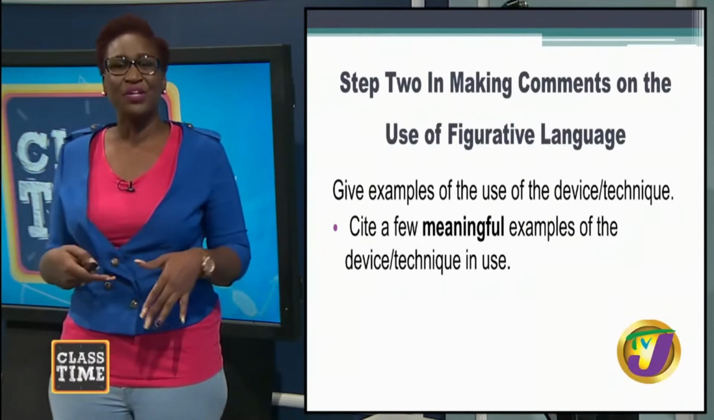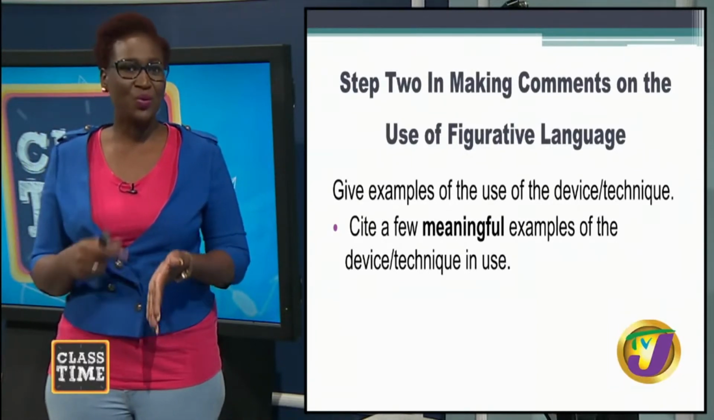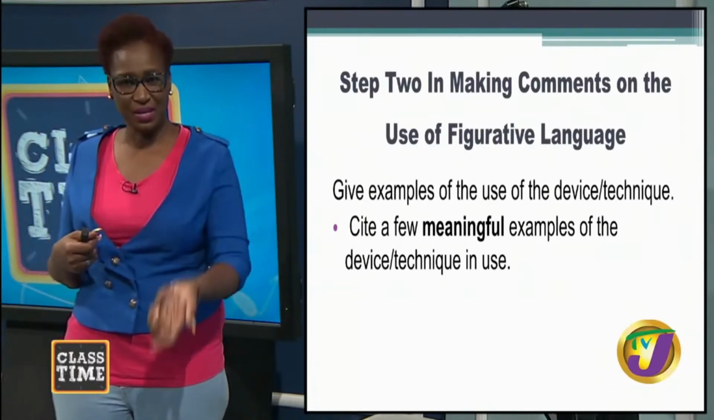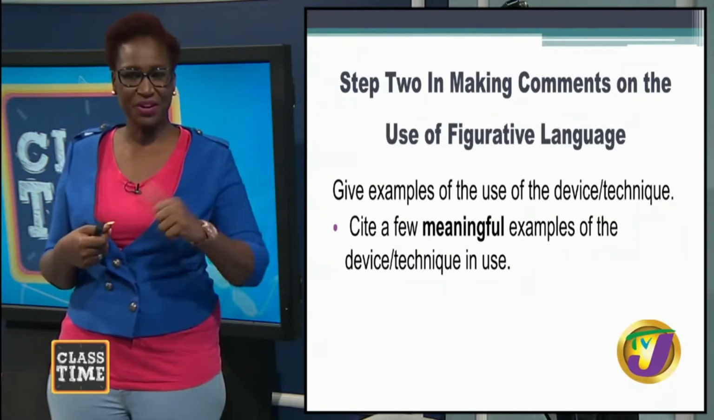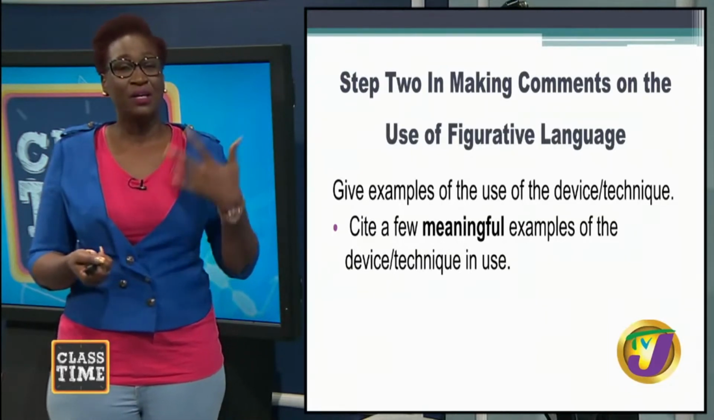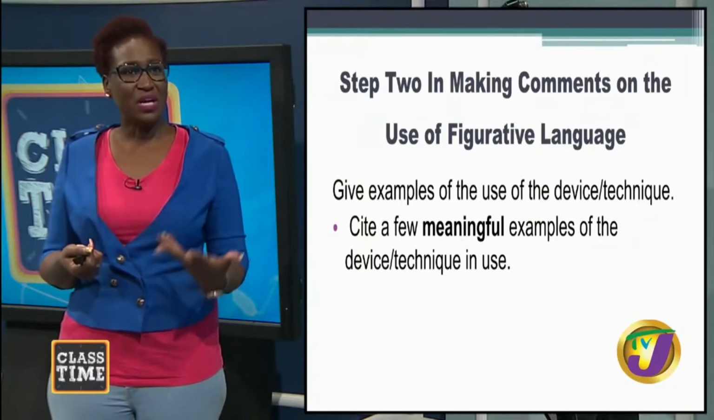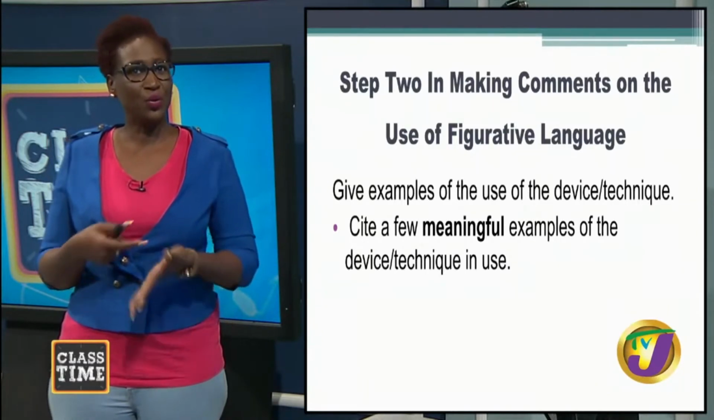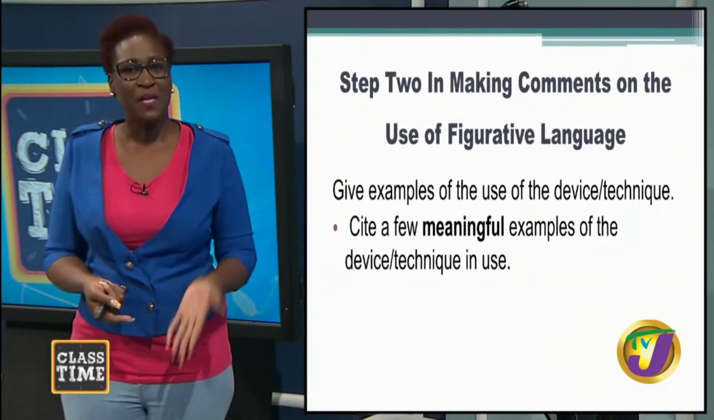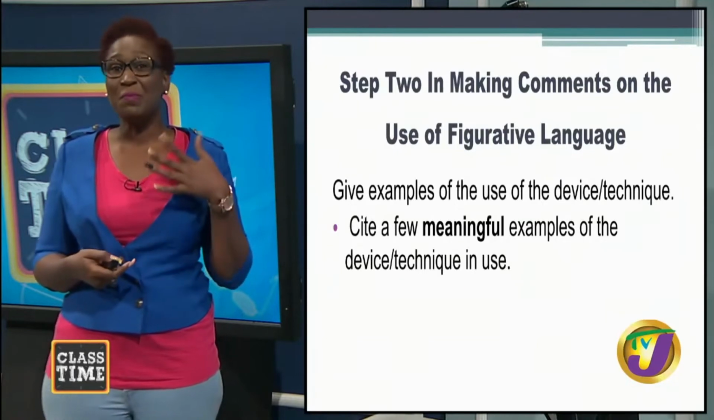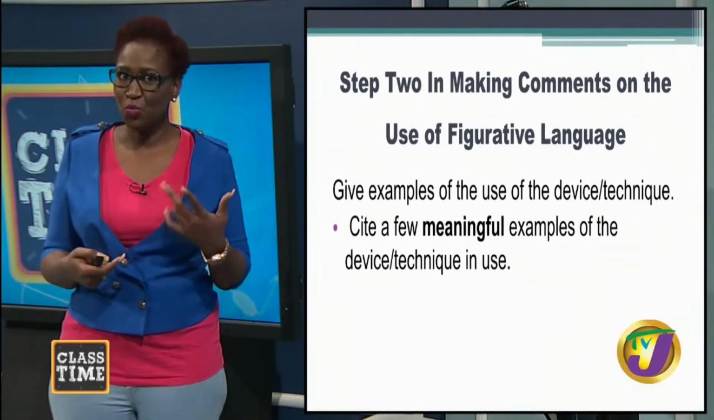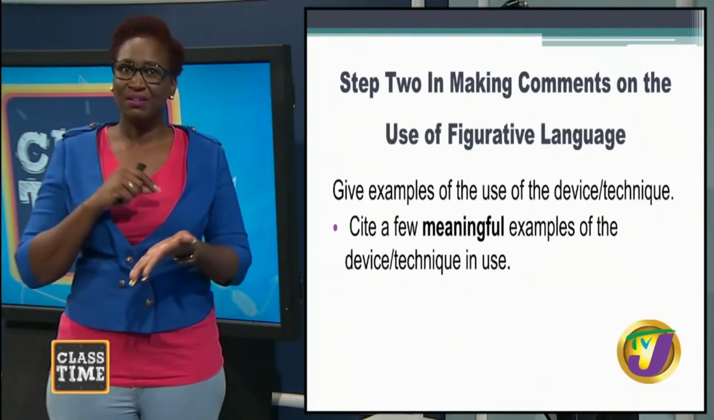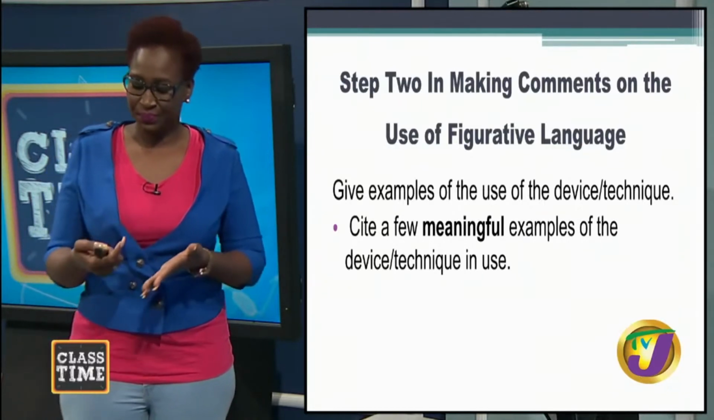The next thing, give the examples. So you have said you're going to talk about X device or X literary expression, X technique. Give some examples, because you can't say you're talking about a metaphor and not one metaphor is in your essay. So you need to give some examples, some meaningful ones preferably. So some examples that actually connect with what you're trying to say.